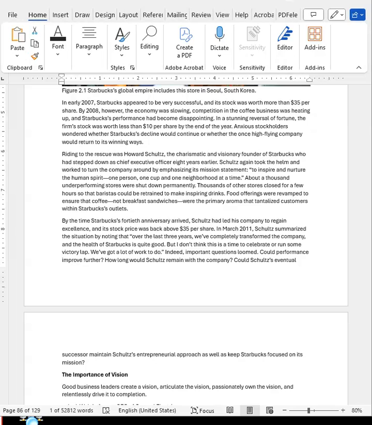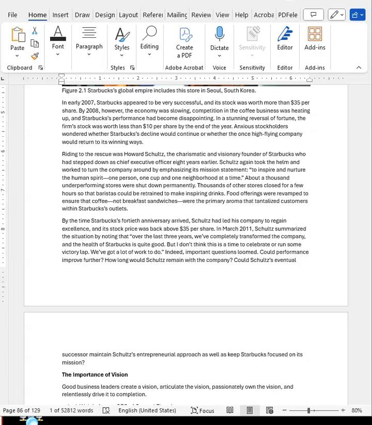In early 2007, Starbucks appeared to be very successful, and its stock was worth more than $35 per share. By 2008, however, the economy was slowing, competition in the coffee business was heating up, and Starbucks' performance had become disappointing. In a stunning reversal of fortune, the firm's stock was worth less than $10 per share by the end of the year. Anxious stockholders wondered whether Starbucks' decline would continue or whether the once high-flying company would return to its winning ways.